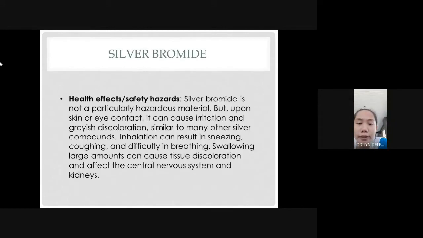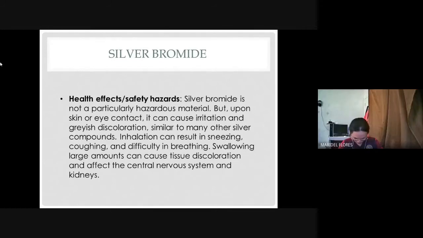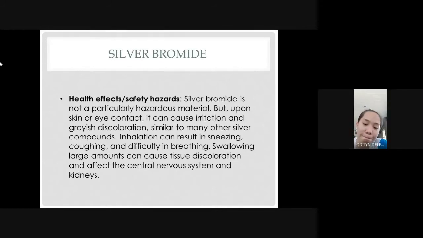So, health effects, safety hazards. Silver bromide is not particularly hazardous, but upon skin or eye contact, it can cause irritation and grayish discoloration.